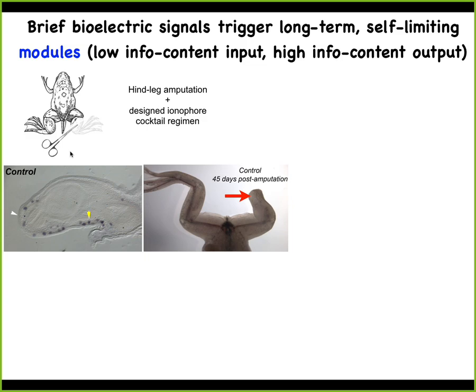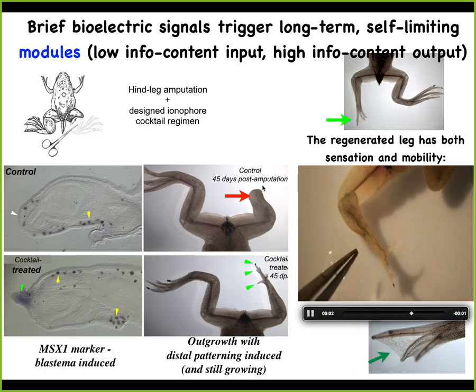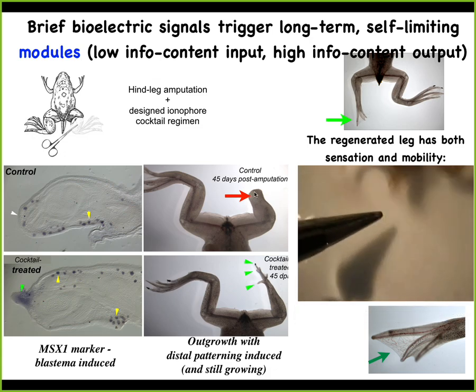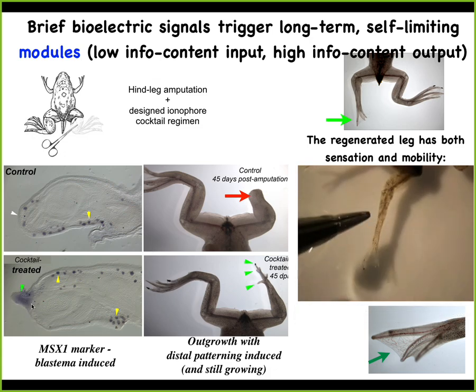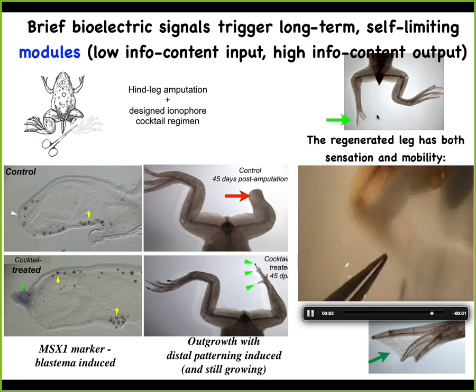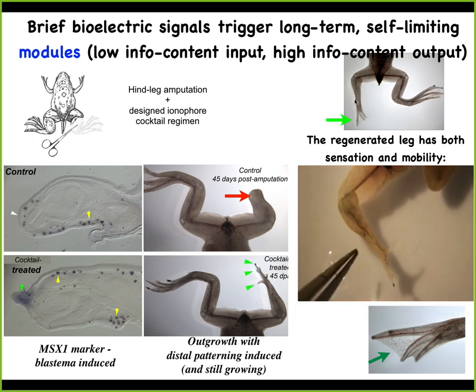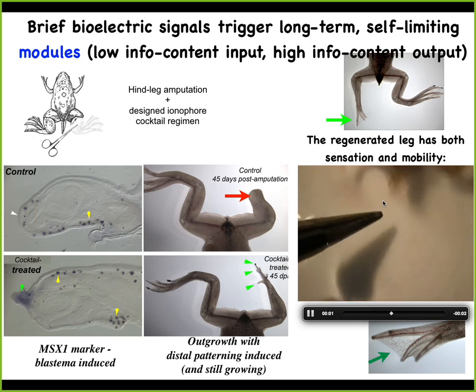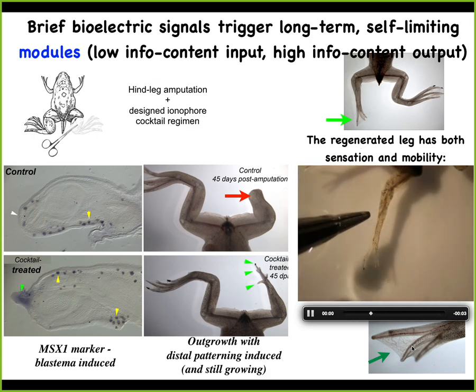And of course, this is all potentially very useful for regenerative medicine. So this is our project on limb regeneration. Adult frogs at this stage do not regenerate their legs. We came up with a bioelectric cocktail that triggers a "build a leg here" cascade. And so what happens then is, after 24 hours of exposure to this bioelectric stimulus, the MSX1 blastema markers are immediately turned on. So you've got this blastema forming, and within about 45 days you get this nice leg, and eventually you get a pretty respectable leg out of it.